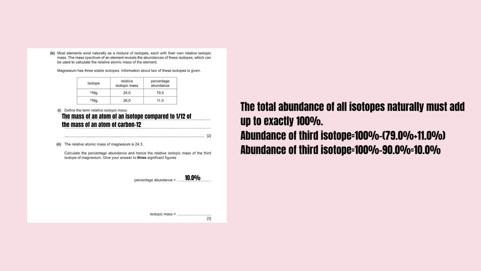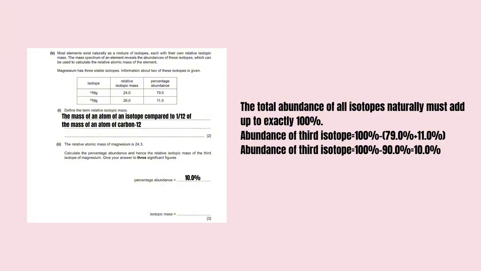Let's move on to question 1b regarding magnesium isotopes. Part 1 asks for the definition of relative isotopic mass. The precise definition to write down is the mass of an atom of an isotope compared to 1/12 of the mass of an atom of carbon-12. And for the second part, we need to calculate both the percentage abundance and the isotopic mass of magnesium's third isotope.